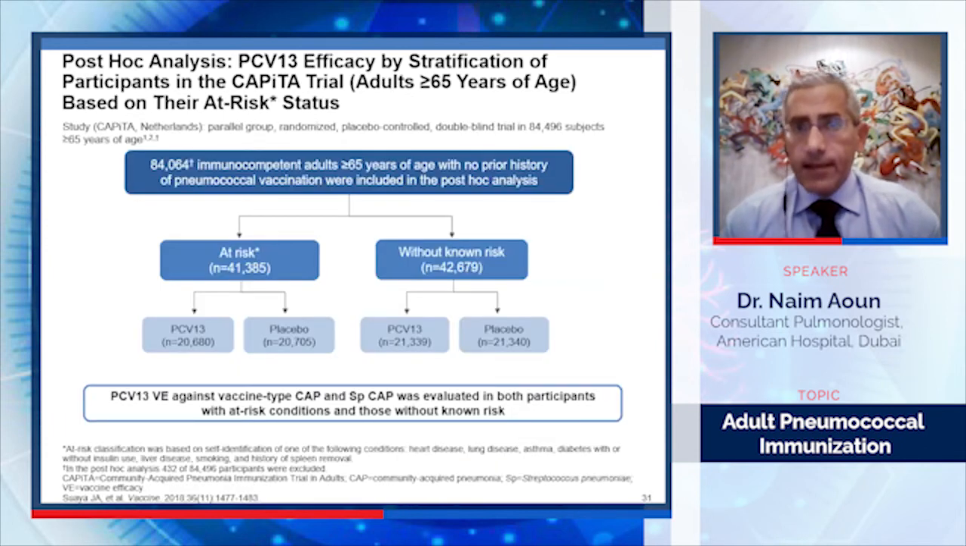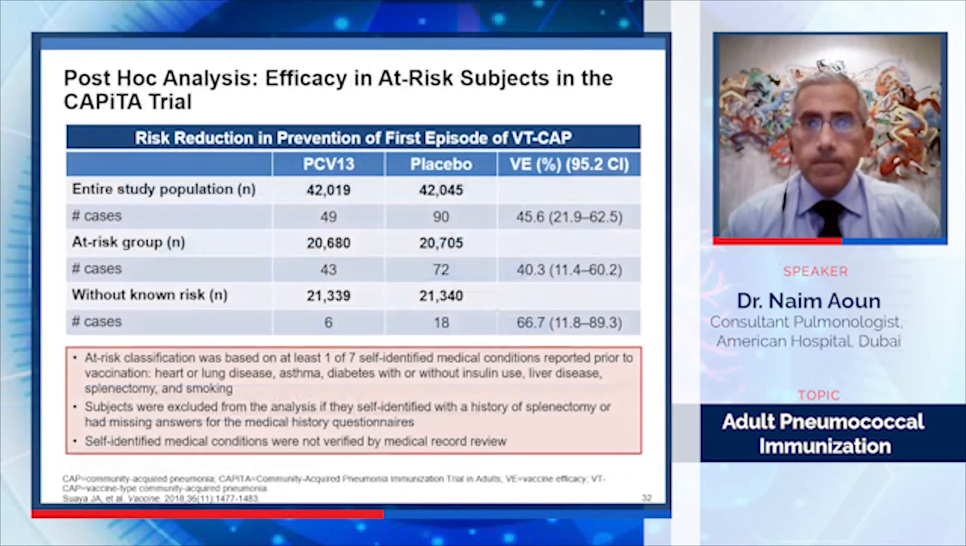Again, some post hoc analysis looking at the efficacy by stratification of participants in the Capita trial based on their at-risk status, which we defined earlier. Again, to make it simple, there was no real difference in the immunogenicity between those populations. Another way to look at it. So again, here we are looking at the entire population, patient at risk and patient without risk, and also the lack of difference and the same level of protection that we saw earlier, whether they were at risk or not.